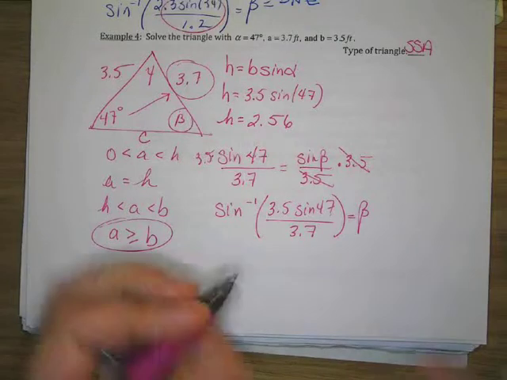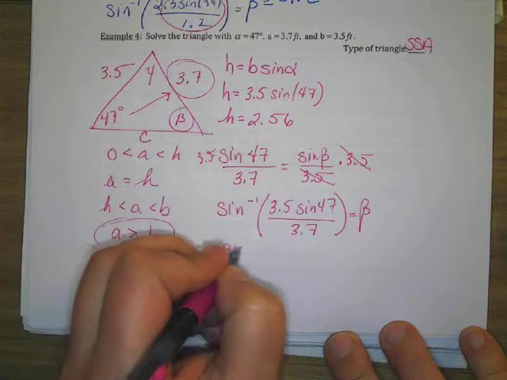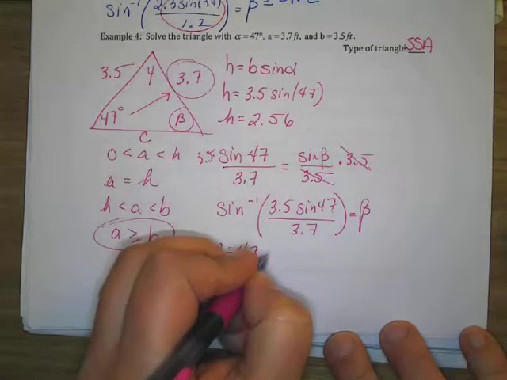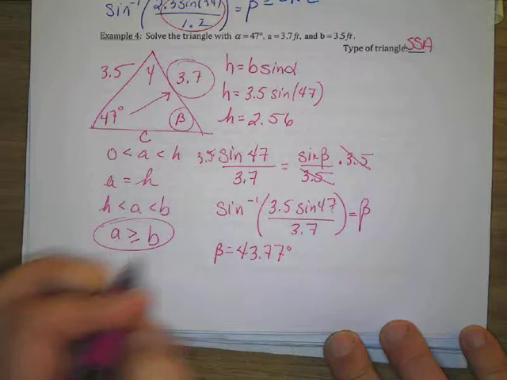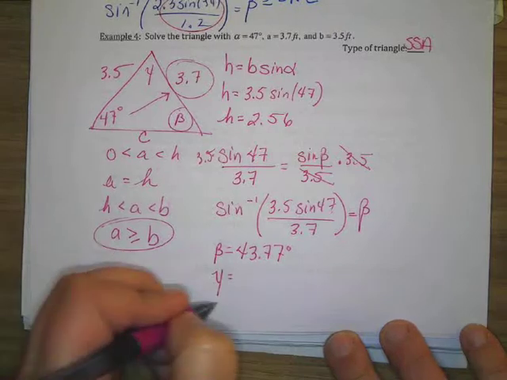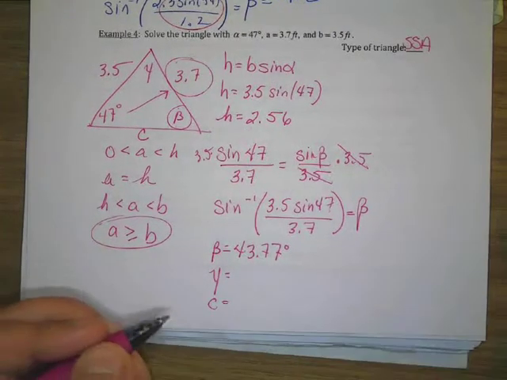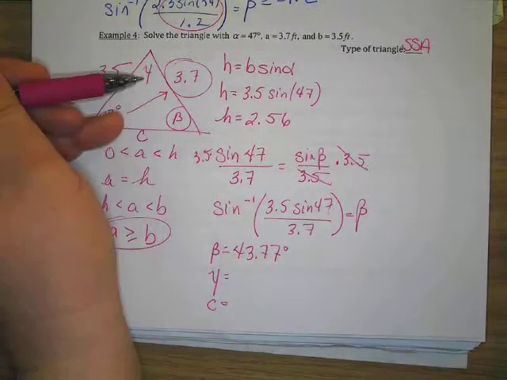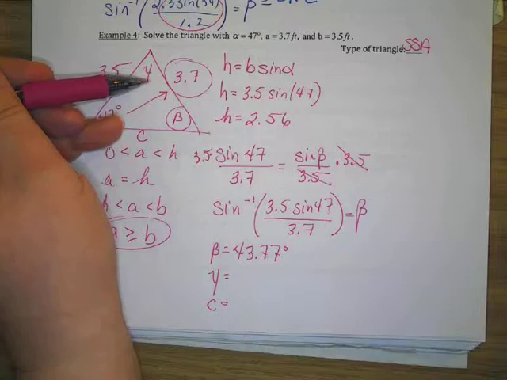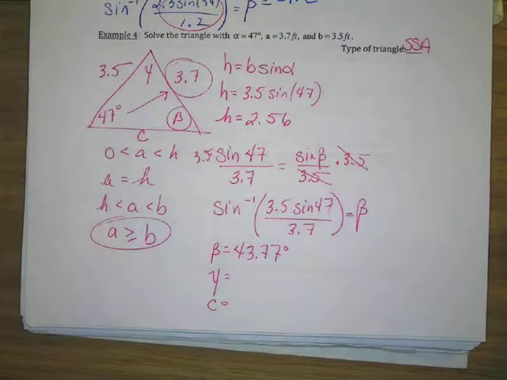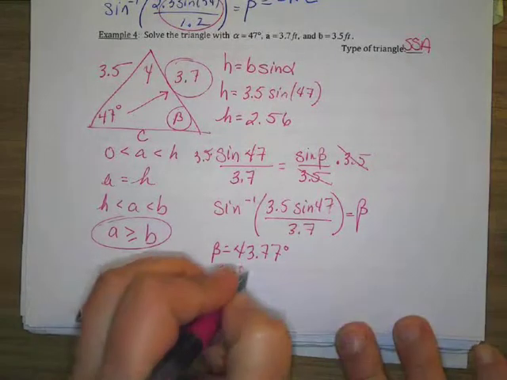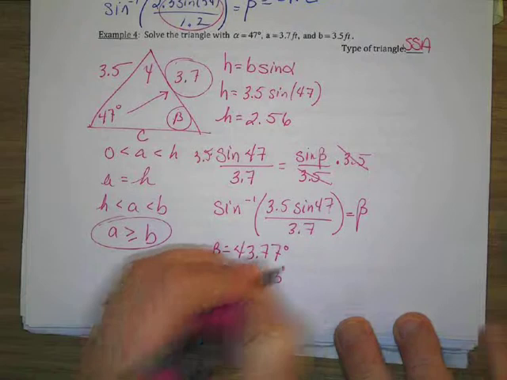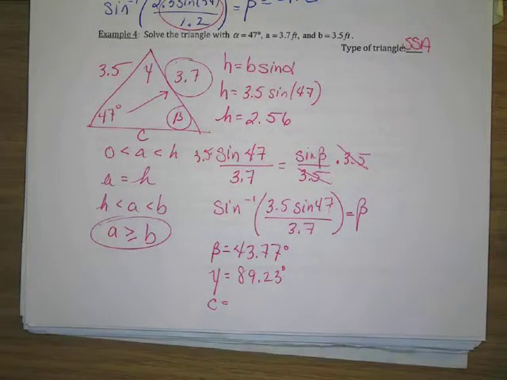What'd you guys get for beta? 43.77 degrees. Okay, good. The next thing we can get is what? Gamma and C. Why is gamma going to be quick? We know alpha, we know beta, we need gamma. So 180 minus the other two. So 180 minus 43.77 minus 47. Good. And the last thing we need to find is C.